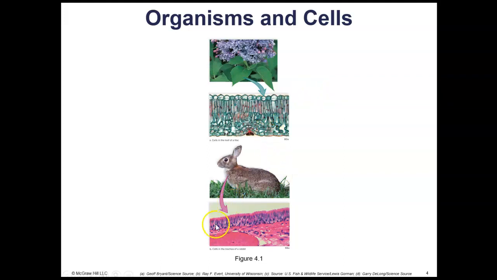And then you have the cells that line the respiratory tract of this rabbit. And actually, this tissue looks much like it would in a human. The cells that line our respiratory tract are lined with cilia. The tissue itself is called pseudostratified ciliated columnar epithelial tissue. And I don't expect you to know that right now. I'm just telling you for your information.